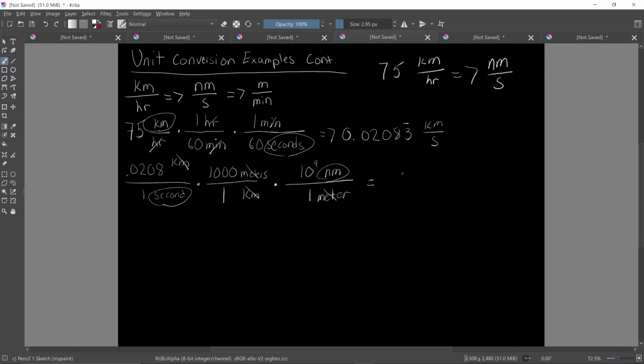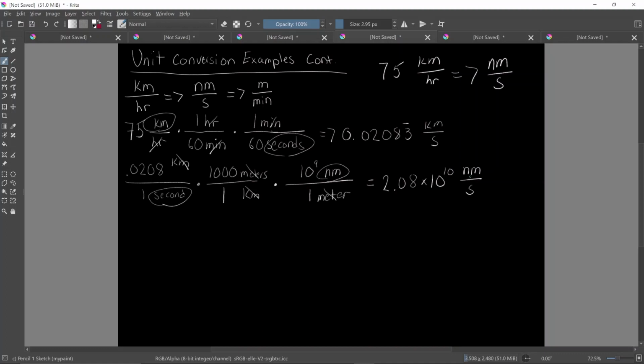So let's put this through the calculator. And you end up with 2.08 times 10 to the 10th nanometers per second. And that makes sense again, because nanometers are really small. So it makes sense that you're doing a whole bunch of them, because you're going 75 kilometers per hour. When you transfer it to nanometers per second, it still should be a very large number.